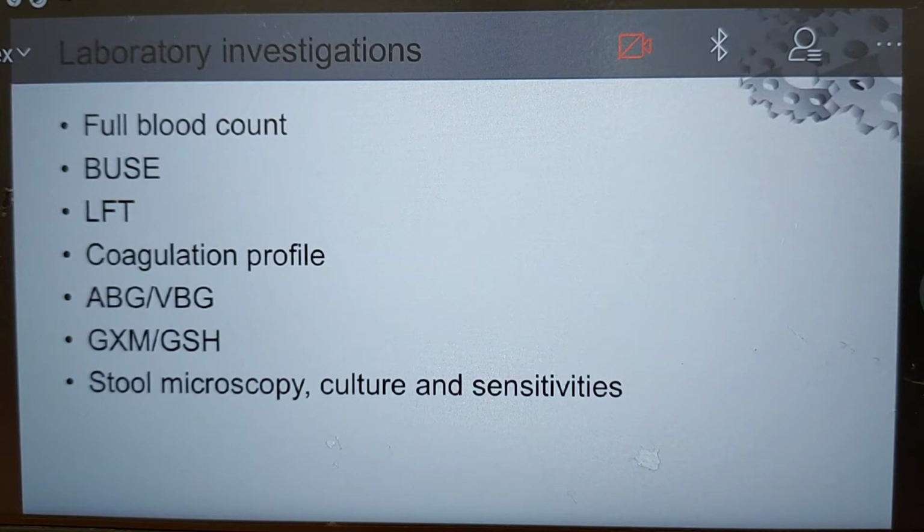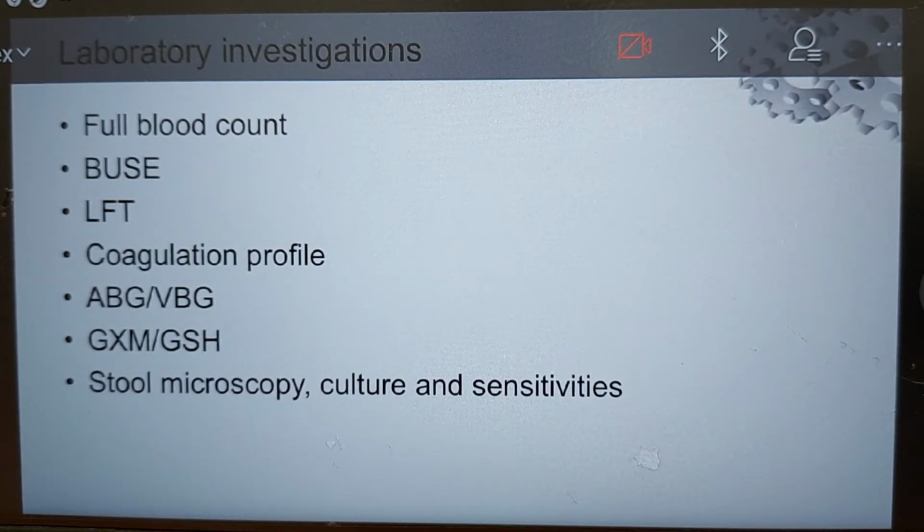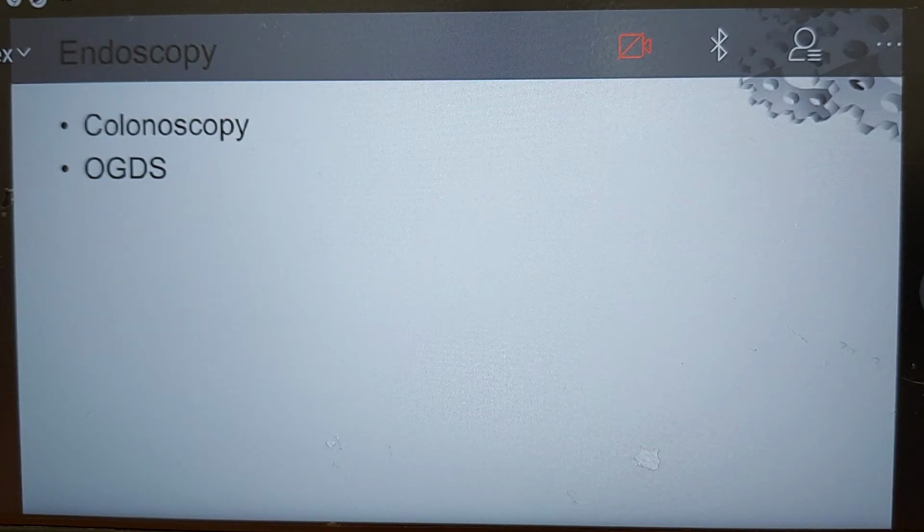And if the hemoglobin comes back low or the patient is in massive bleeding, then we have to stand by with GXM or GSH, so we can resuscitate the patient in time. And sometimes we can send the stool for FEME, for culture and sensitivity, or even for rotavirus, to rule out other causes. So after sending all the blood investigations, we can proceed to endoscopy. The standard endoscopy for lower GI bleed is colonoscopy.